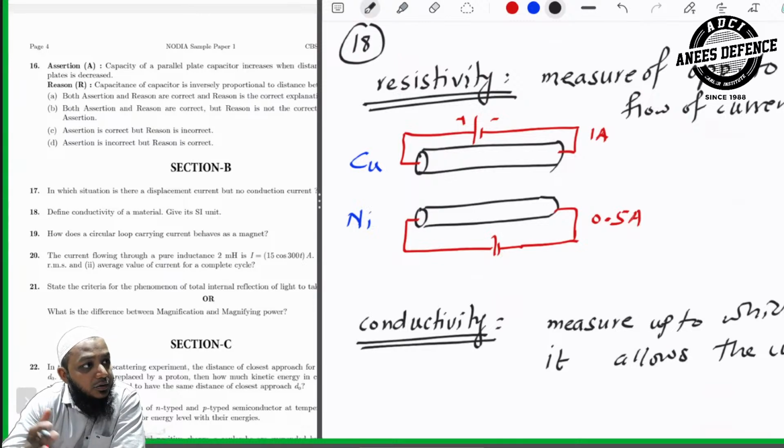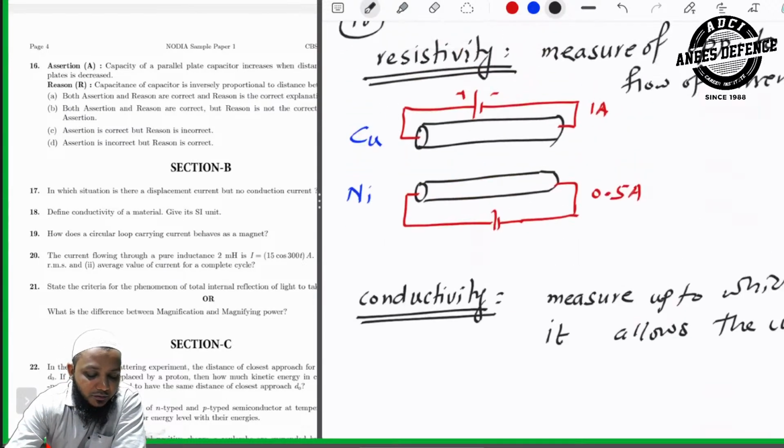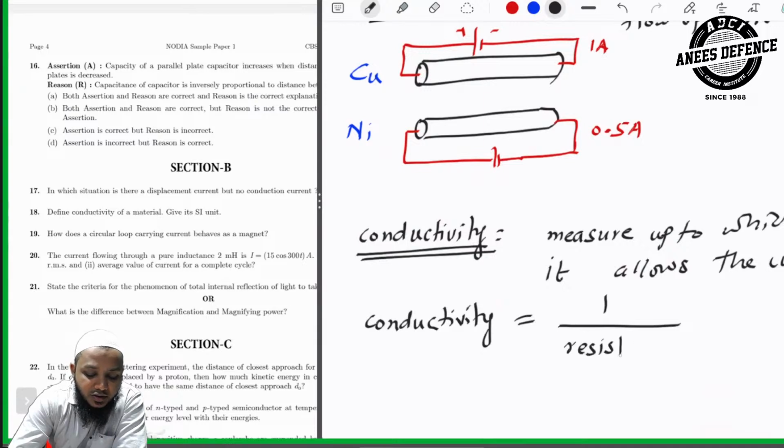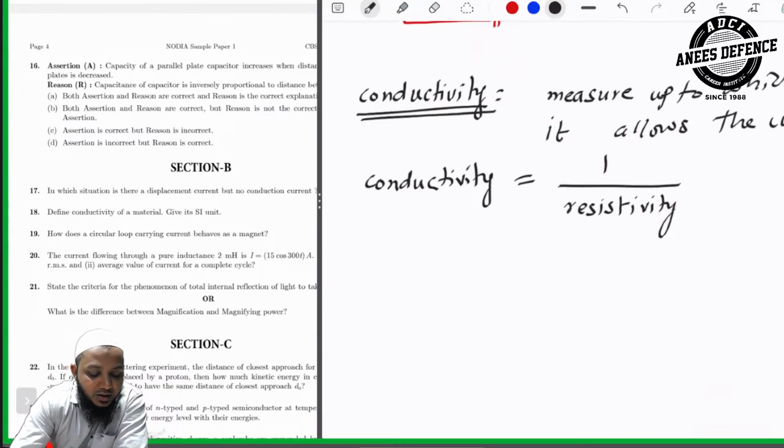It is the degree of allowance, you can say. It is the opposite of resistivity. Therefore, I can define that conductivity and resistivity are reciprocal to each other. Conductivity is 1 upon resistivity. Remember, conductivity and resistivity both depend on material.